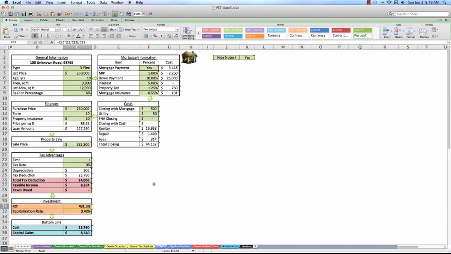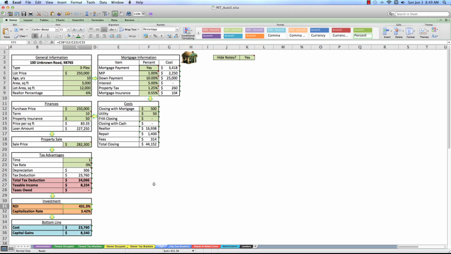It's a family home, and it's listed at $150,000. It's 10 years old, and it has a square footage of 1,800 square feet and a lot area of 5,000 square feet. The realtor percentage is 6%. Now under the mortgage information, it's an all-cash offer, so the mortgage payment is set to no. Now for the rest of the mortgage information, it's really irrelevant at this point since it's an all-cash offer.